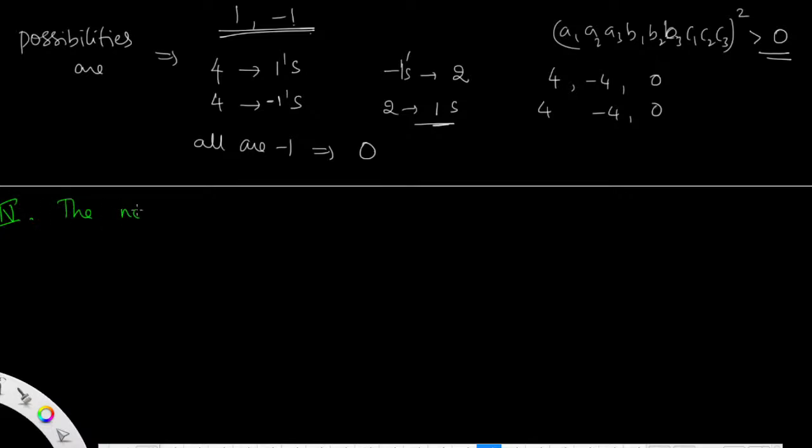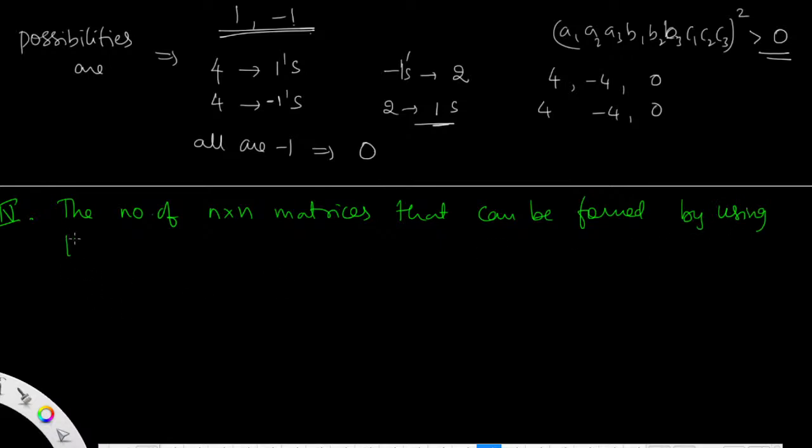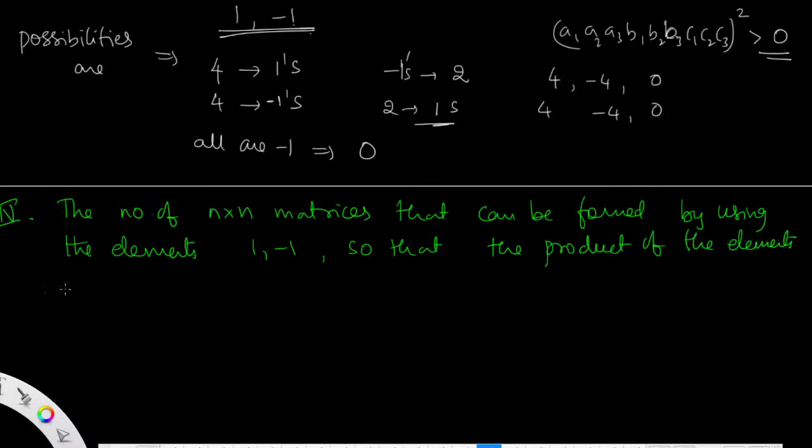The number of n by n matrices that can be formed by using the elements 1 and minus 1, so that the product of the elements, if each row is 1 and each column is minus 1, is dash.